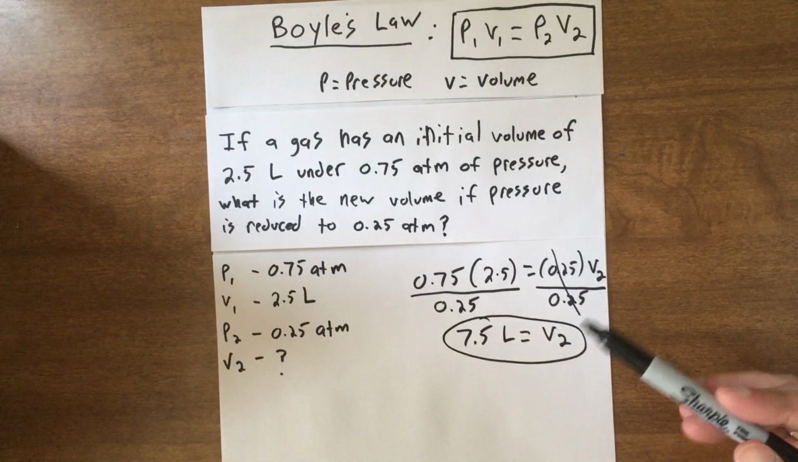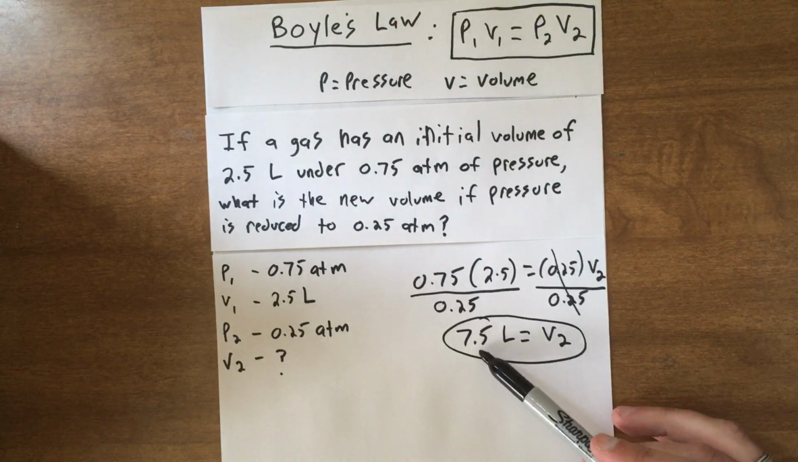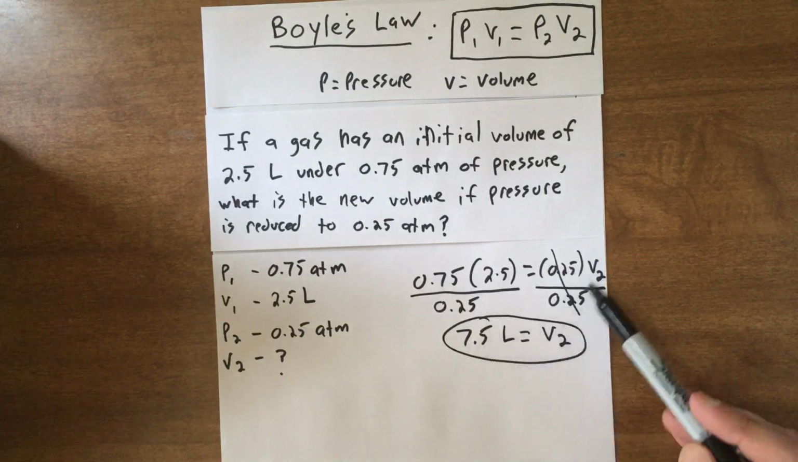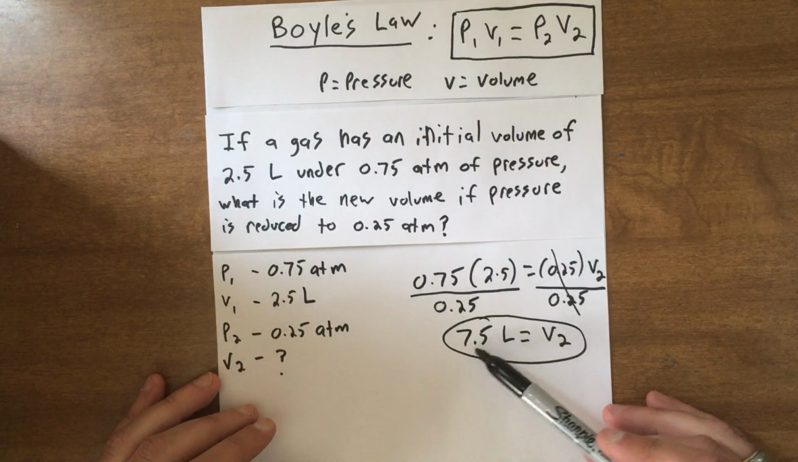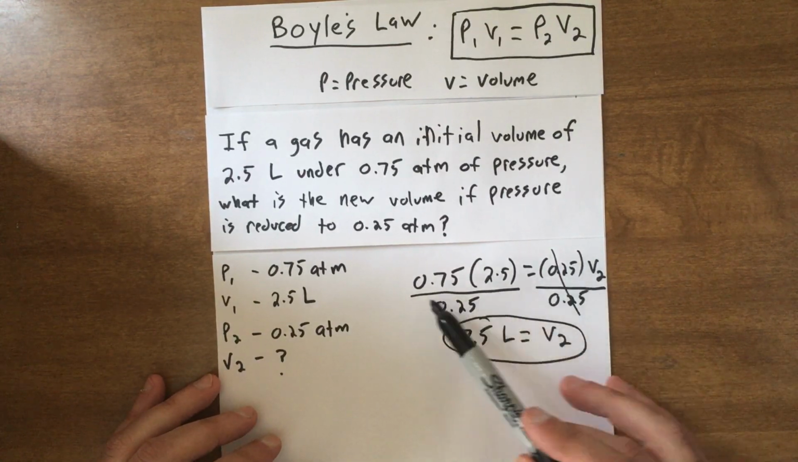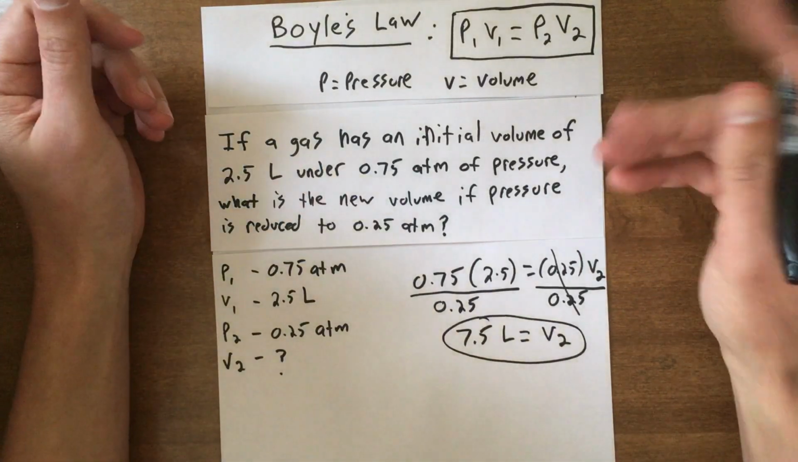The good thing about these problems is you can always go back and check to see if you got it right by taking that answer that you just got and plugging it back into your equation and checking, is 7.5 times 0.25 the same as this? And that's one way you can check yourself mathematically.